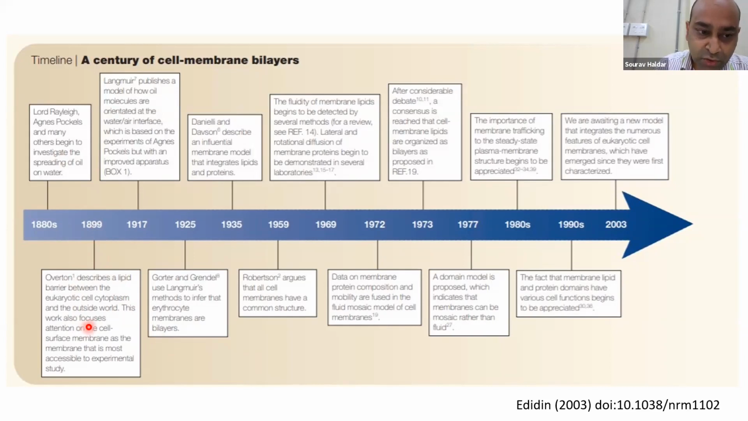1899, Overton described that a lipid-like barrier exists between cytoplasm and the outside world. In fact, Overton is the one who coined the term lipidus, from which the word lipid has been coined.